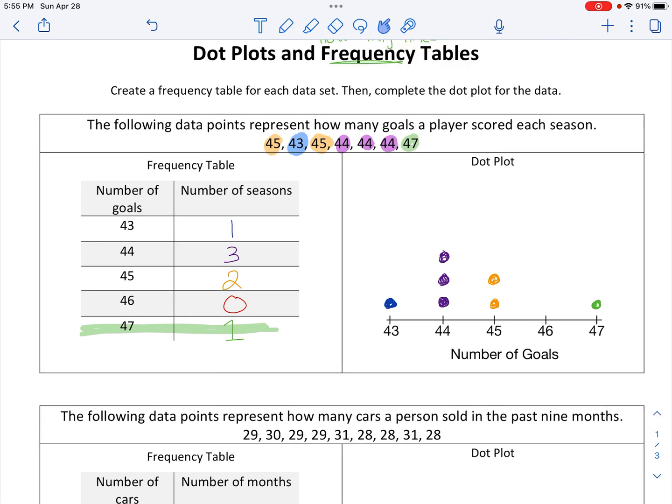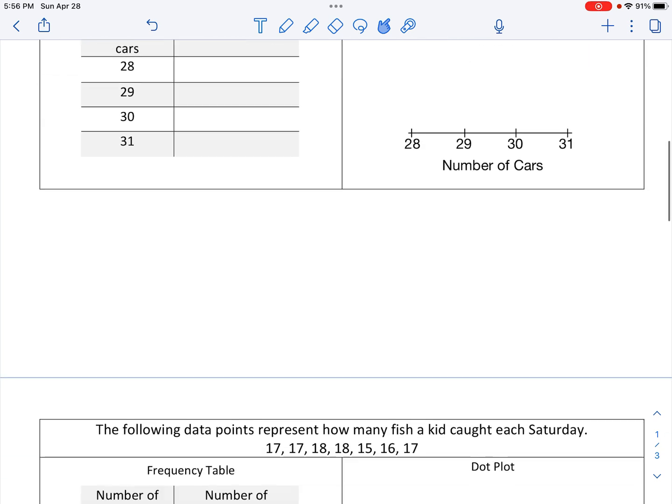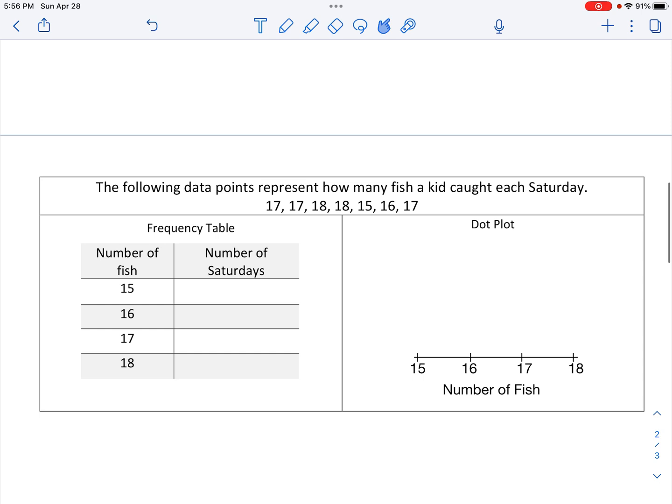There are 2 more examples that you need to do. The next one is about selling cars and how many months. And then the last one is about how many fish a kid caught each time they went fishing on a Saturday. Don't forget to check your answers against the answer key by the door.